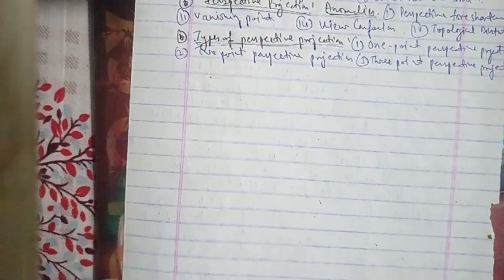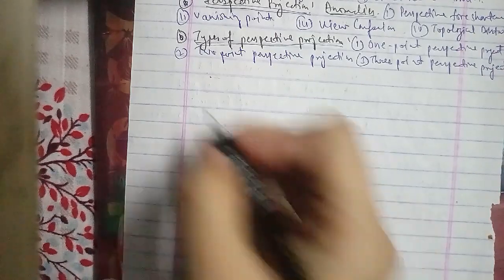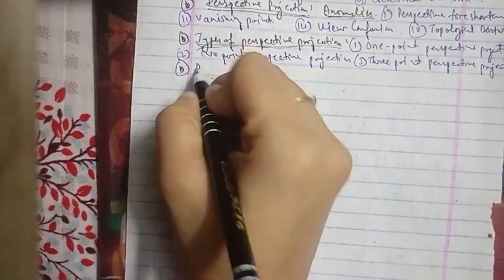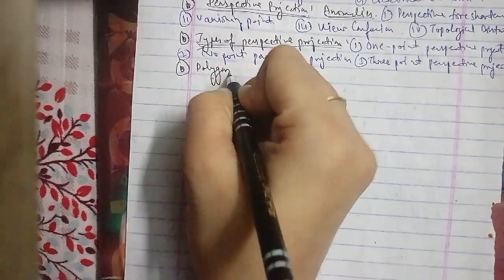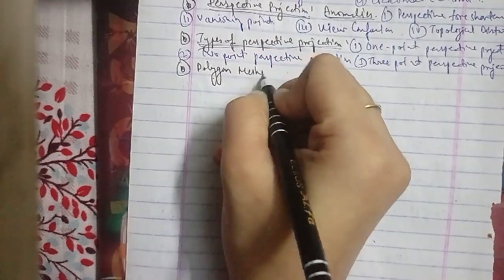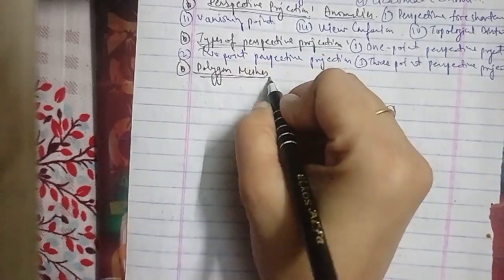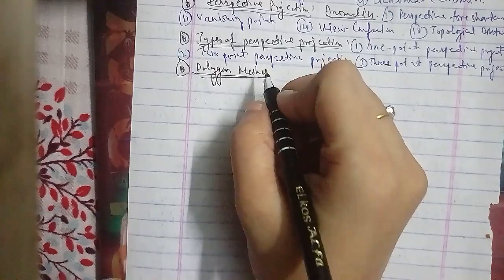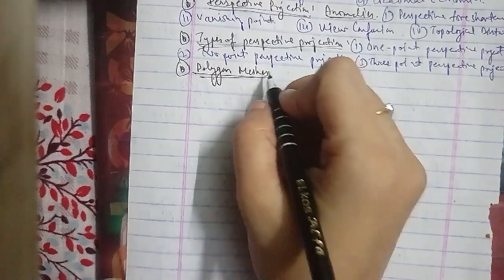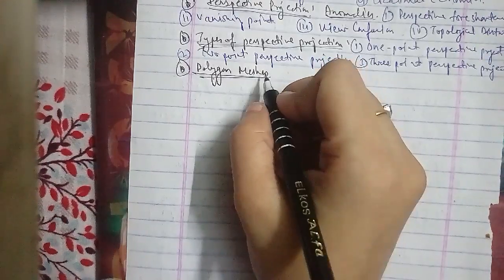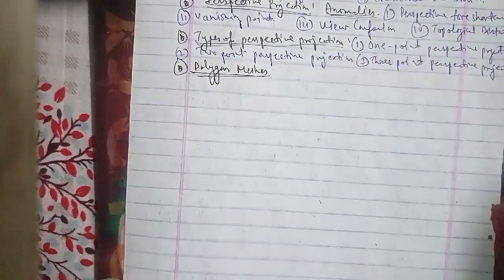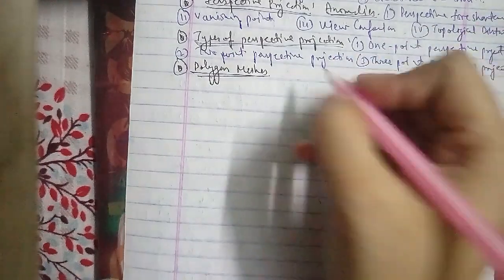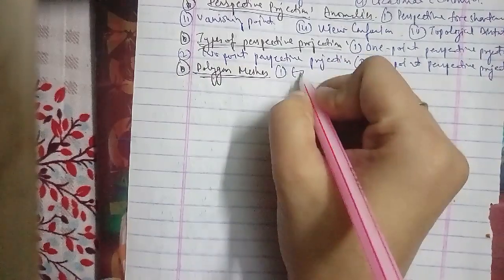I will talk about the other one, that is, define the term polygon meshes. A polygon mesh is a collection of edges, vertices and polygons connected such that each edge is shared by at most two polygons, and there are three polygon mesh representations. The first we have is explicit.